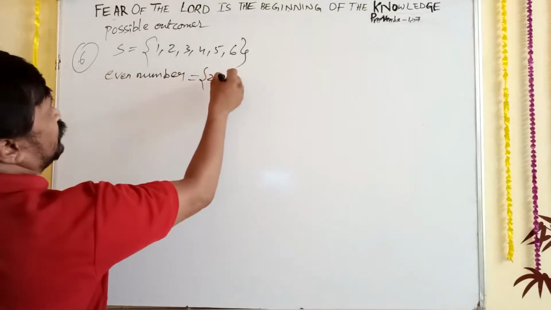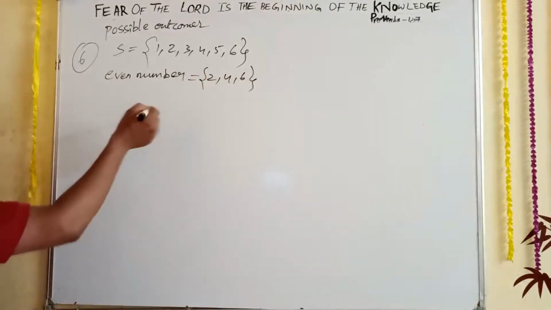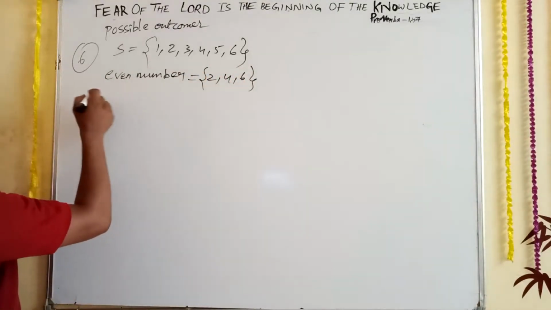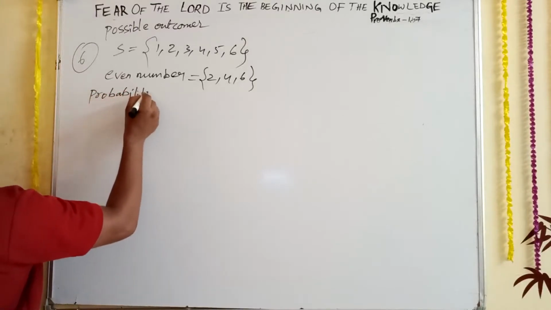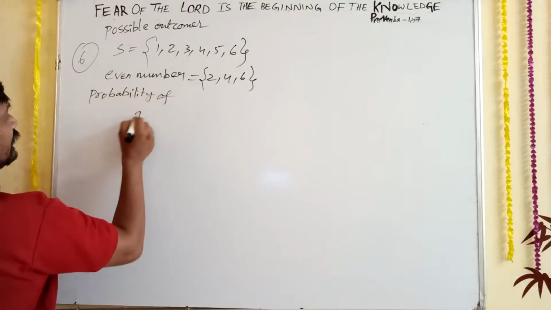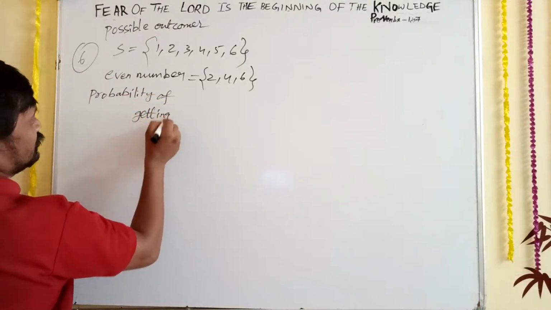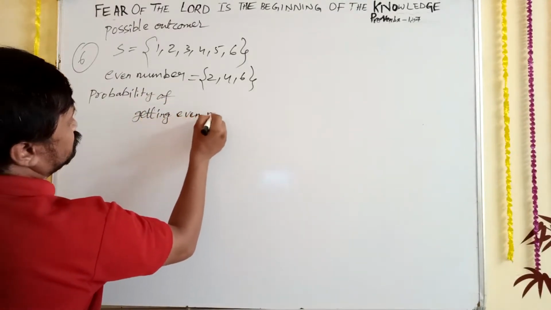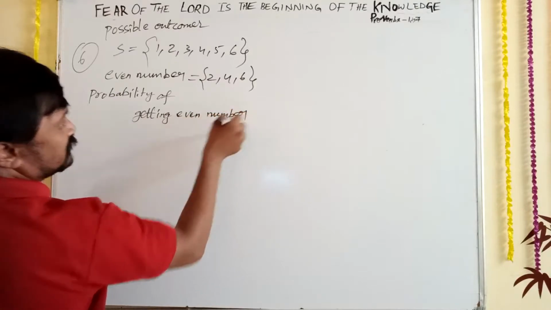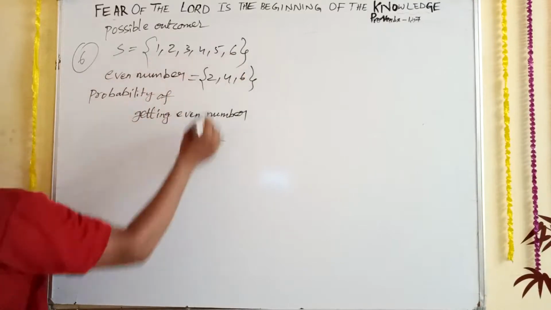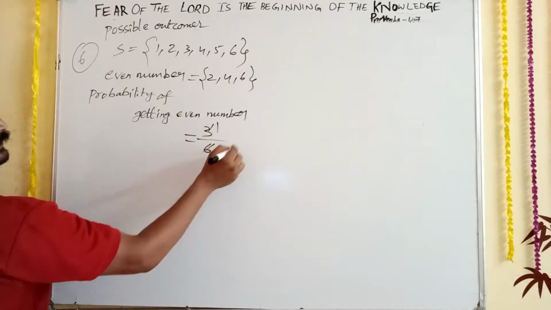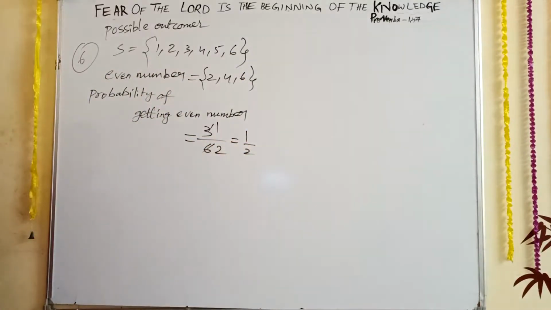So 2, 4, 6. Then here, what is the probability of getting the even number? Probability of getting an even number is equal to favorable outcomes are 3, total number of outcomes are 6. 3 ones, 3 twos. That is 1 upon 2.